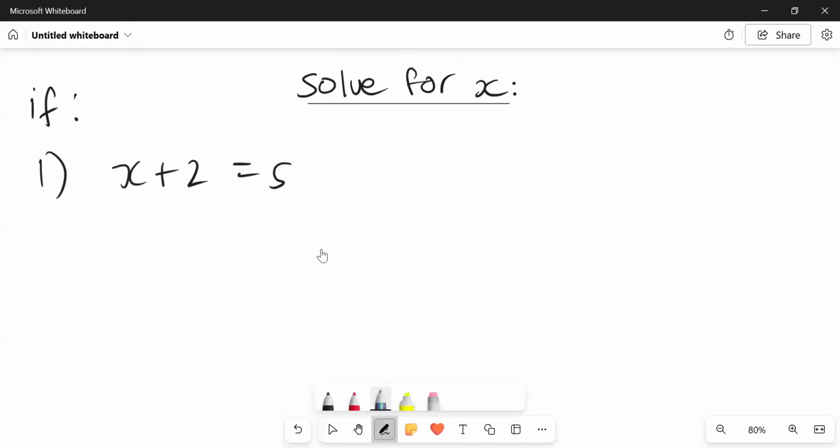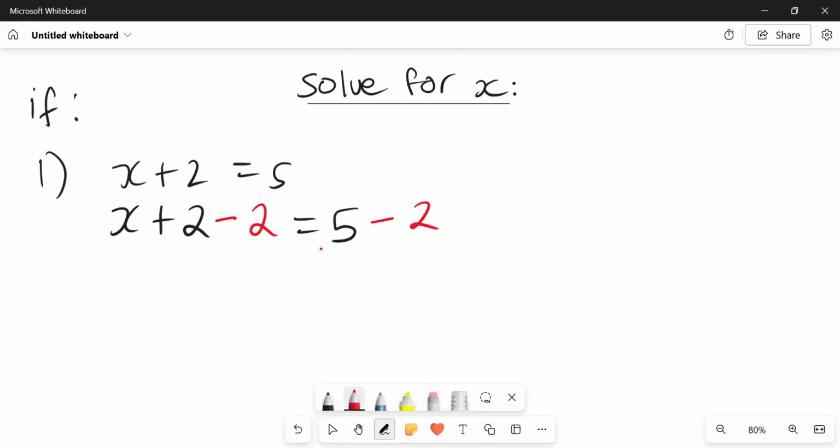So you have your x plus 2. What is the opposite of plus 2? That's minus 2, right? What you do on the left-hand side, you must do on the right-hand side. So you subtract 2 both sides, right? By doing that, we are canceling plus 2 and minus 2. On the left-hand side, you're left with x. But on the right-hand side, you're left with 5 minus 2, which is 3. So basically, your x is equal to 3.